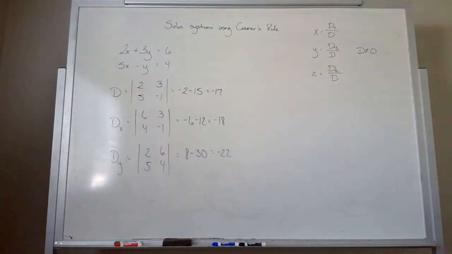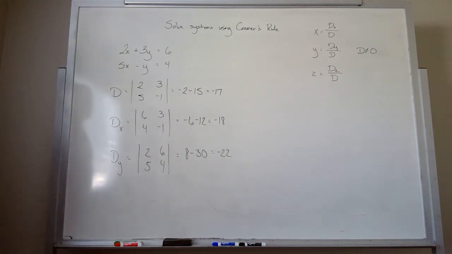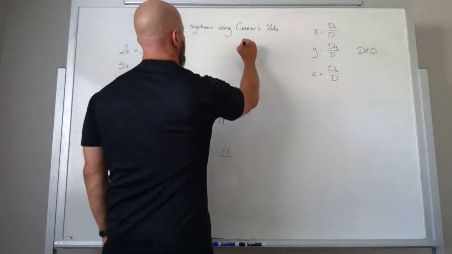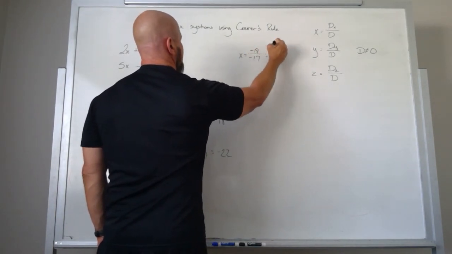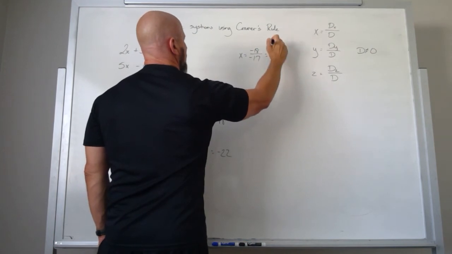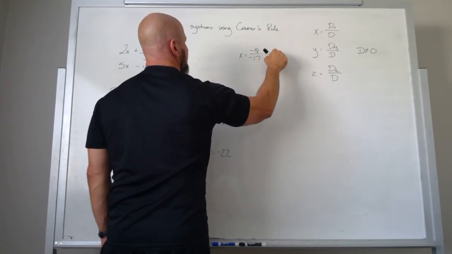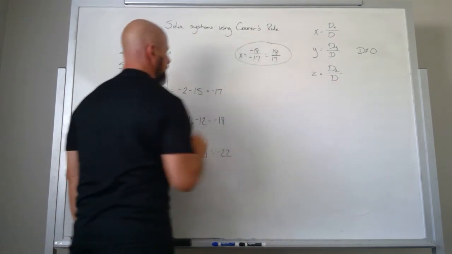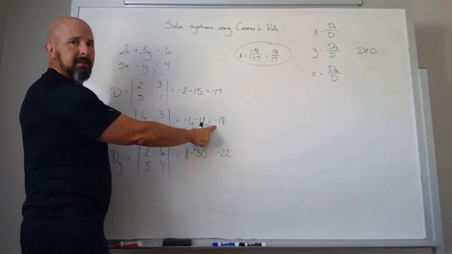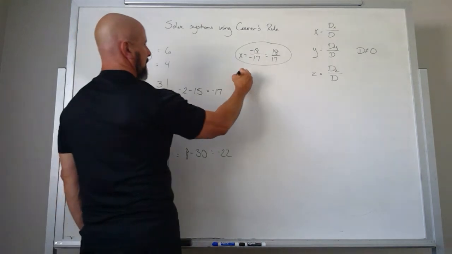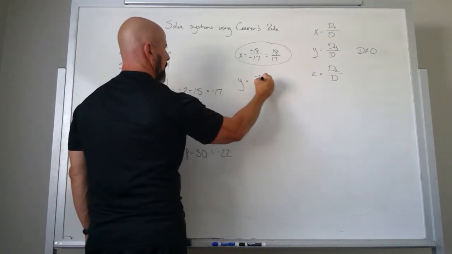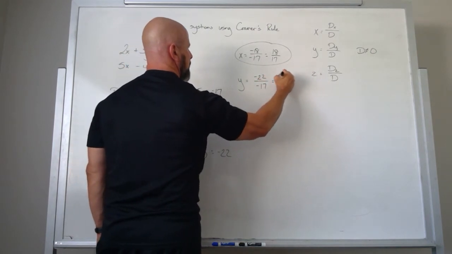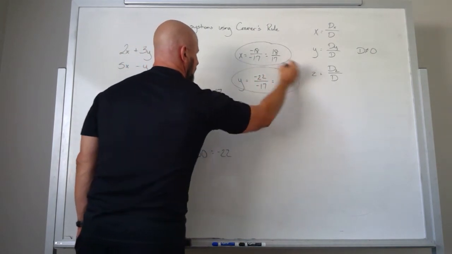So I've got my values for d, d subscript of x, d subscript of y. So this means that x in this situation would be negative 18 over negative 17, or just 18/17, since the two negatives cancel. So there's my x value, d subscript of x over d. My y value, negative 22 over negative 17, or 22/17. There's my y value.